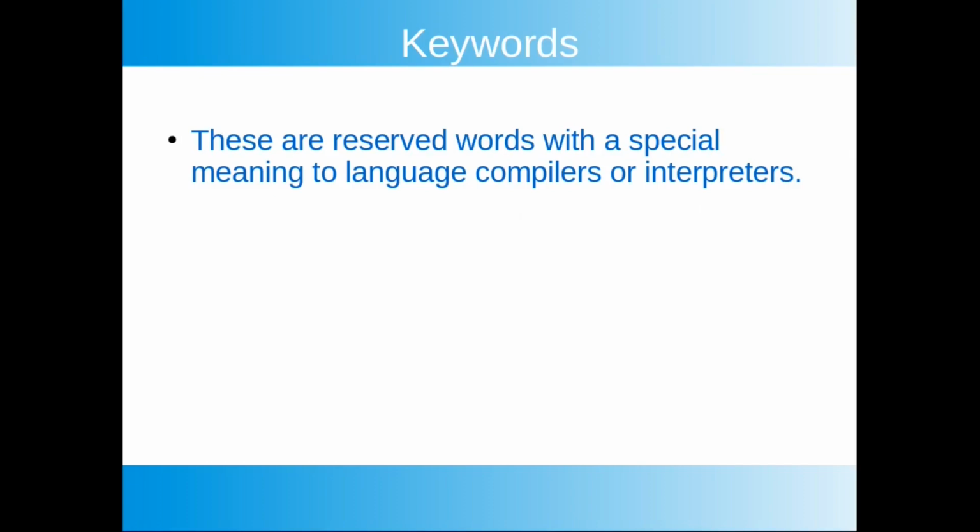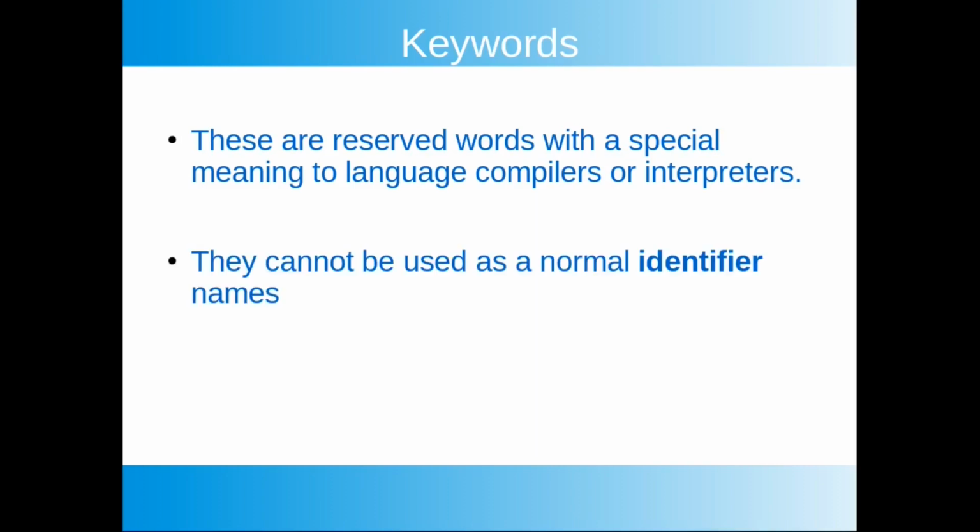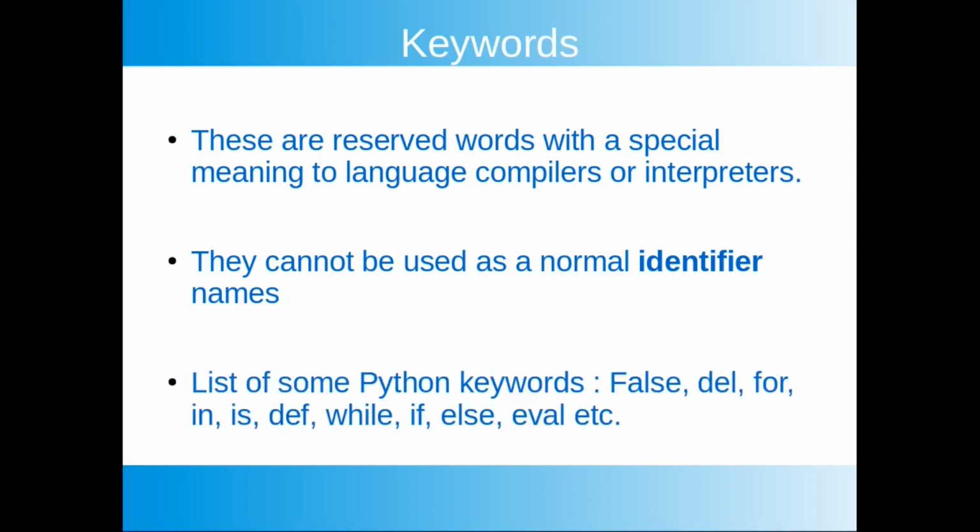Keywords. These are reserved words with a special meaning to language compilers or interpreters, and they cannot be used as normal identifier names. Now Python has various keywords. Some of them are as follows, such as False, del, for, in, is, def, while, else, etc.